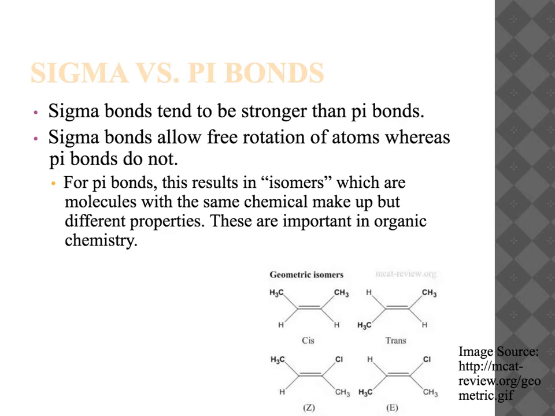Sigma bonds tend to be stronger than pi bonds, and they allow free rotation of atoms, whereas pi bonds do not. So for example, when you look at this picture that we have here, since that is a pi bond right there, these things cannot rotate around it, whereas here, that's a sigma bond, that carbon could rotate around that bond.